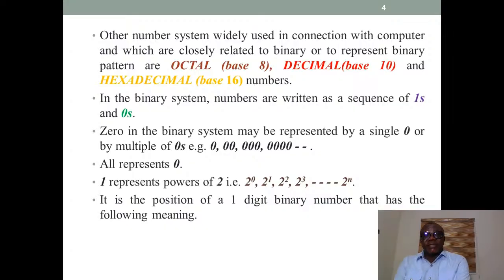In the binary number system, numbers are written as a sequence of ones and zeros. 0 in the binary system may be represented by a single zero or by multiple zeros. For example, we can use 00 to represent 0, we can use 000, we can use 4 zeros, we can use 5, any number of zeros to represent 0.